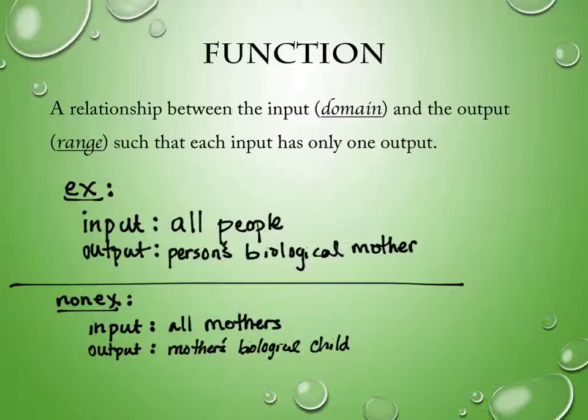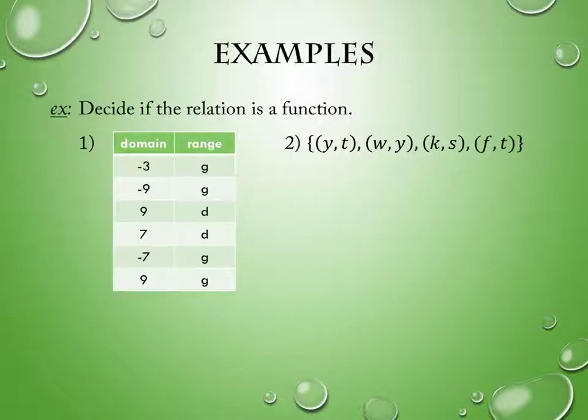We're going to do a couple more examples in terms of maybe things that look a little bit more like math-related ideas. But this is the relationship that this is talking about. Here is an example that's in sort of a table format. You're going to have lots of different formats, and I'm just going to show you a couple of examples. The domain is all the values on the left-hand side: -3, -9, 9, 7, -7, and 9. And the range happens to be letters in this case: G, G, D, D, G.